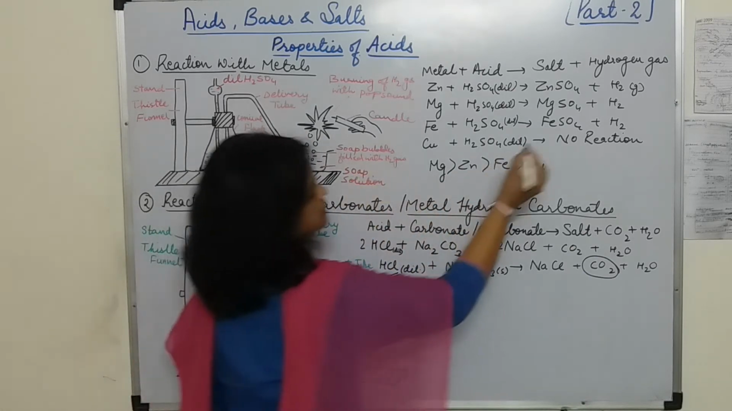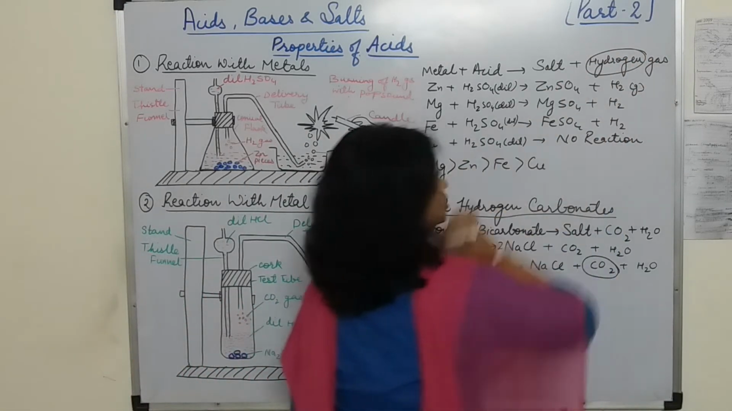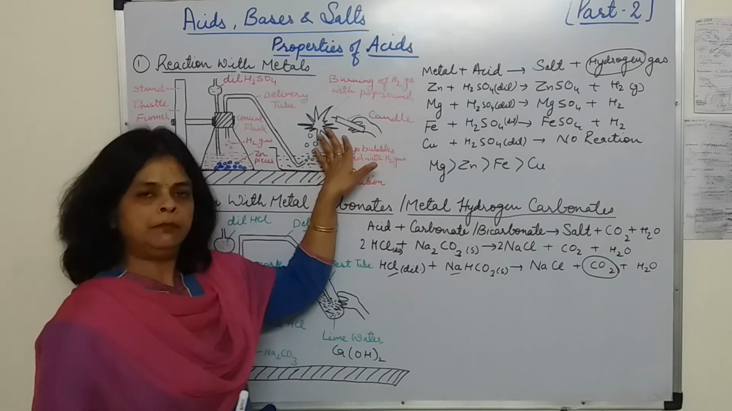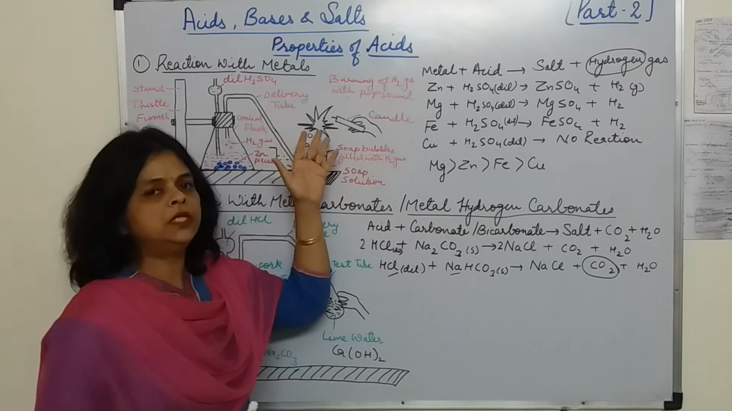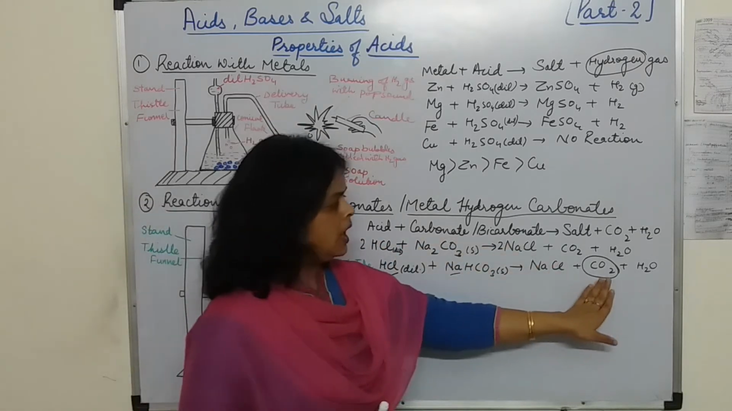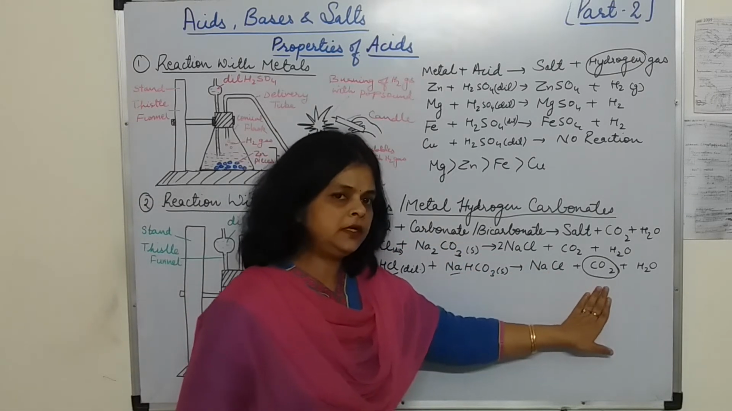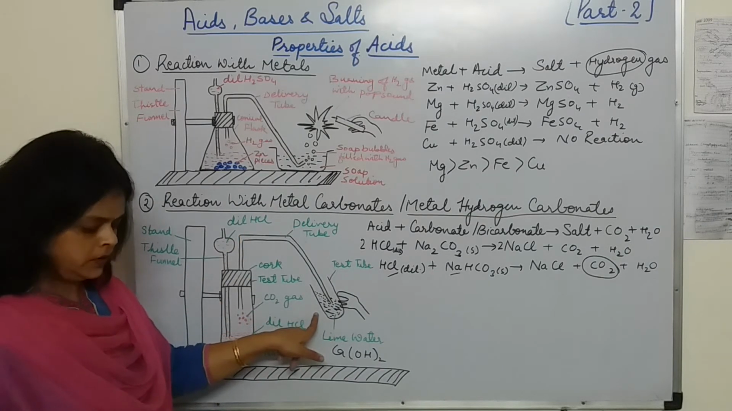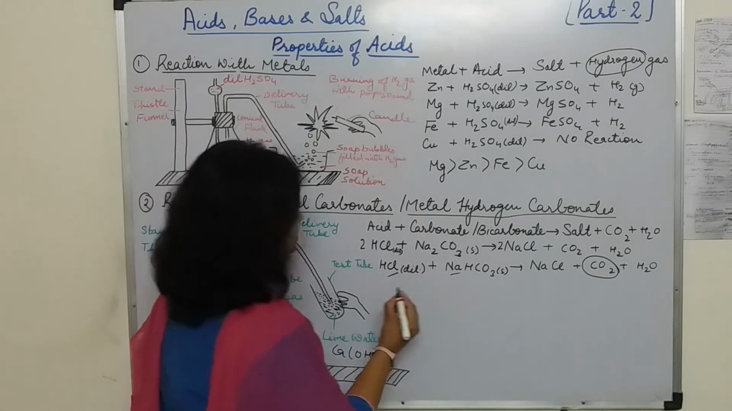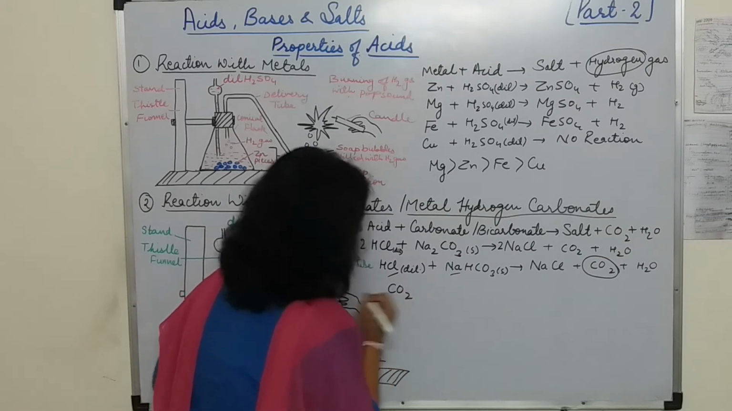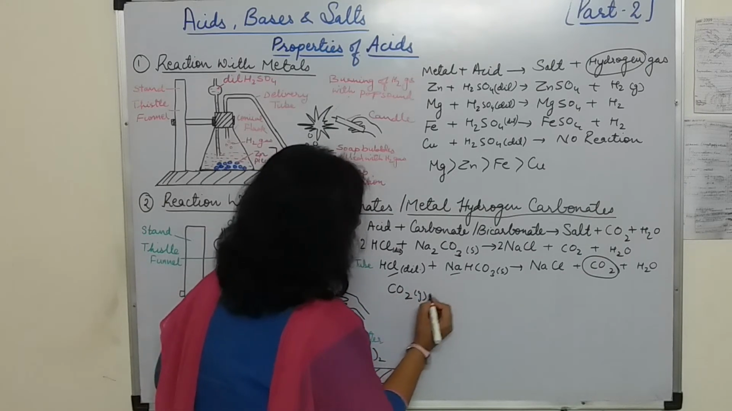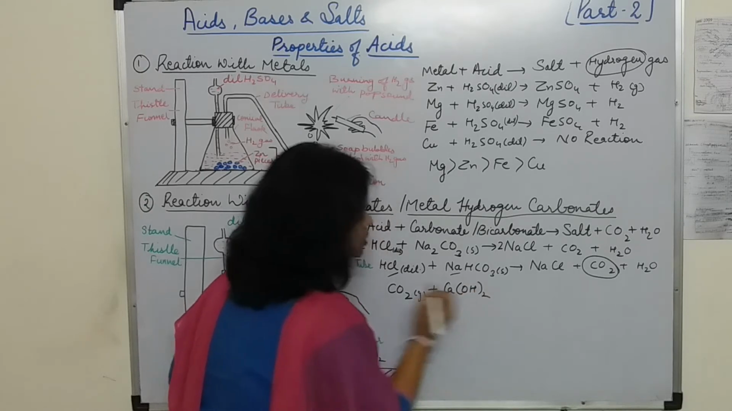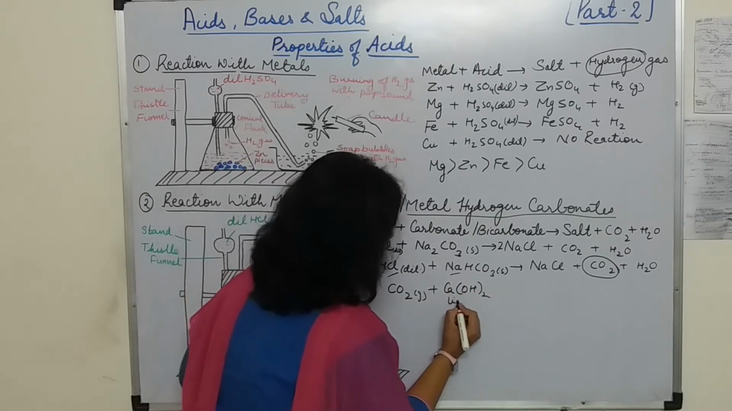In the previous reaction, the gas formed was hydrogen. So how did we detect the hydrogen gas? By bringing a burning candle, the gas burns with a pop sound. And here, how do we detect this carbon dioxide? We are passing this gas in the lime water. So let's write the two formulas. Carbon dioxide is a gas, and when it is passed in lime water, Ca(OH)2, this is lime water.